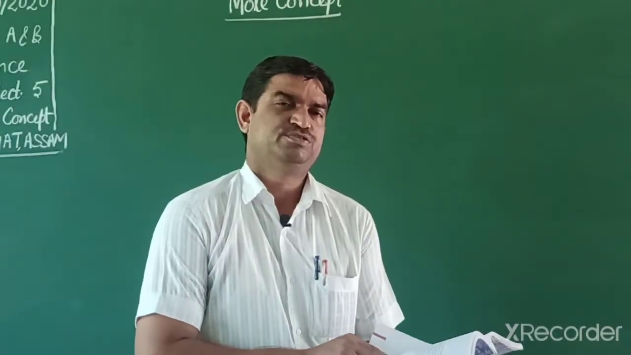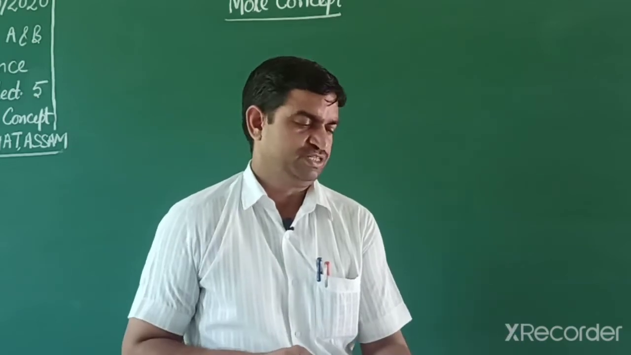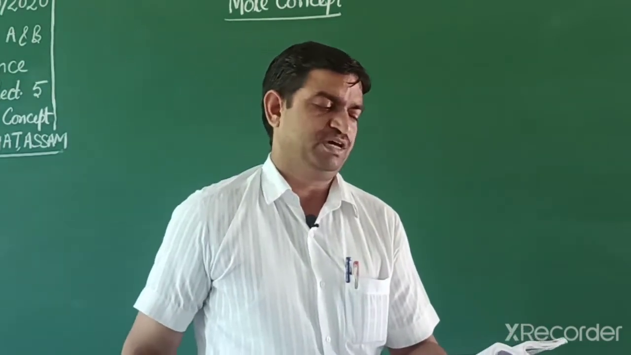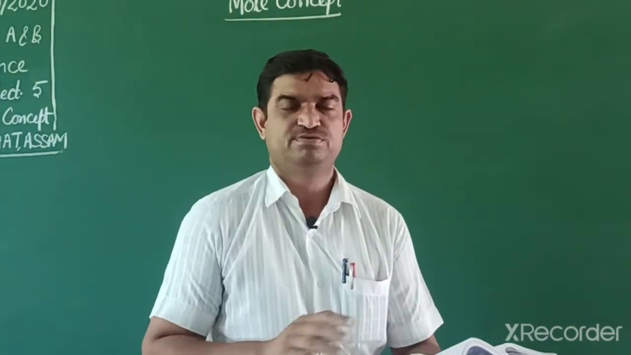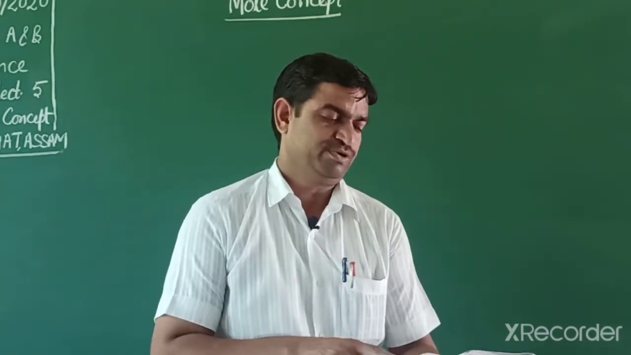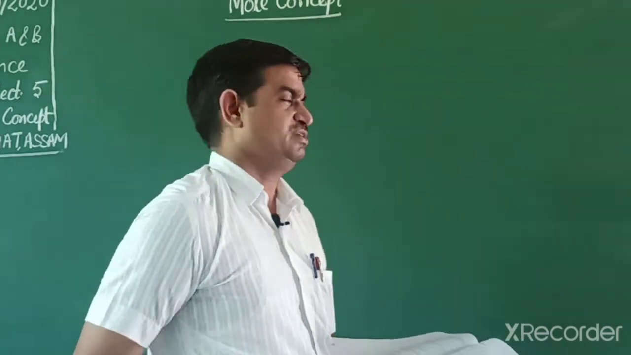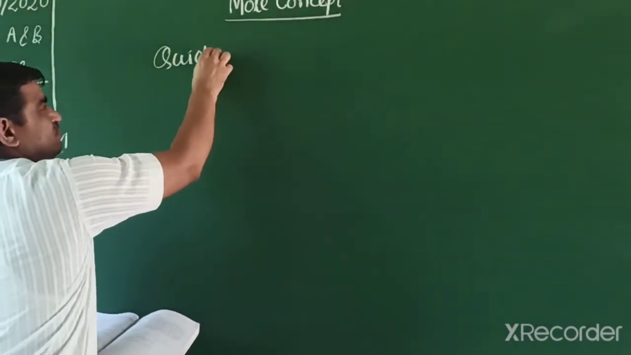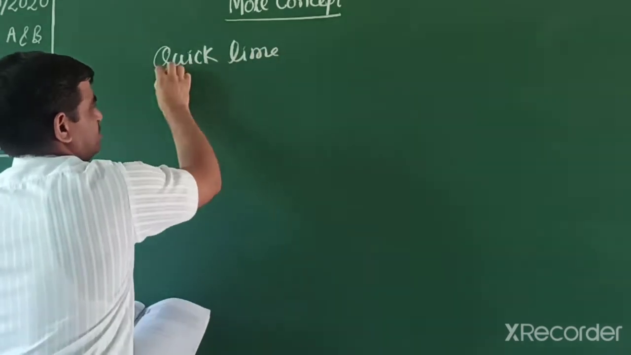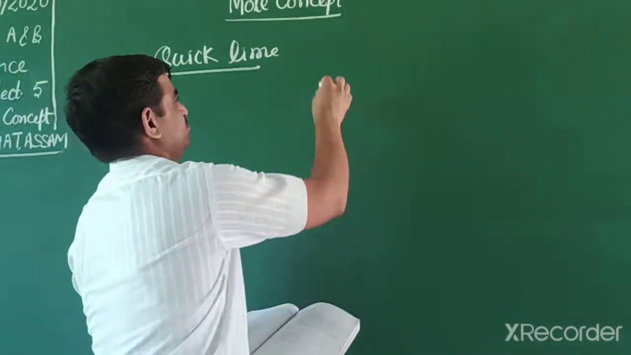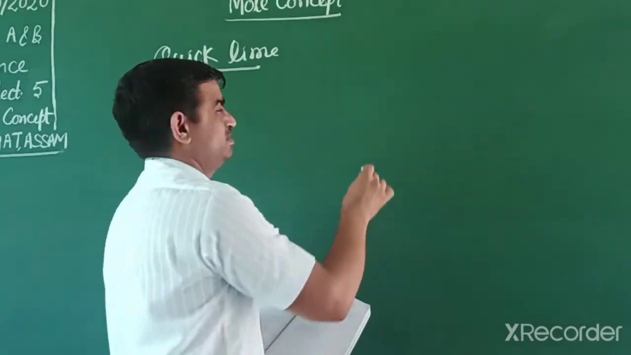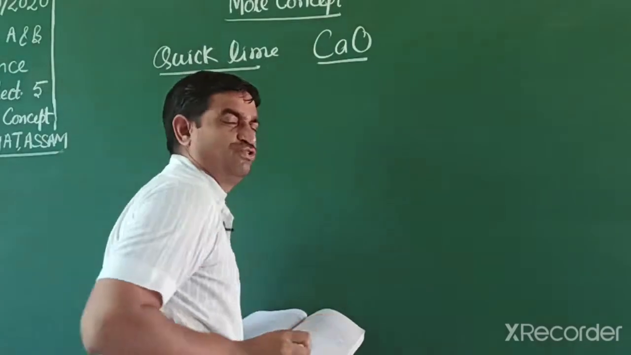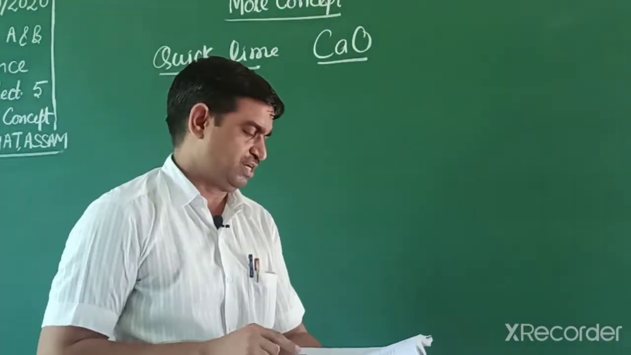Now students, we solve the numerical problems given in your NCERT book. First, question number 5. Give the name of the elements present in the following compounds. The compound given is quicklime. Students, quicklime means this compound is lime, calcium oxide. So the elements are calcium and oxygen.